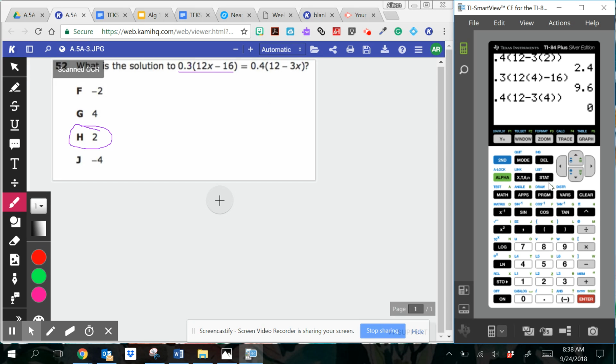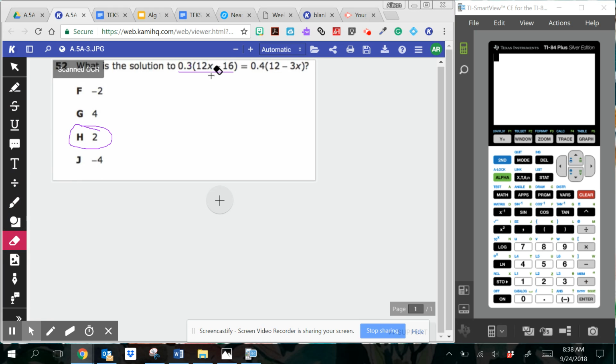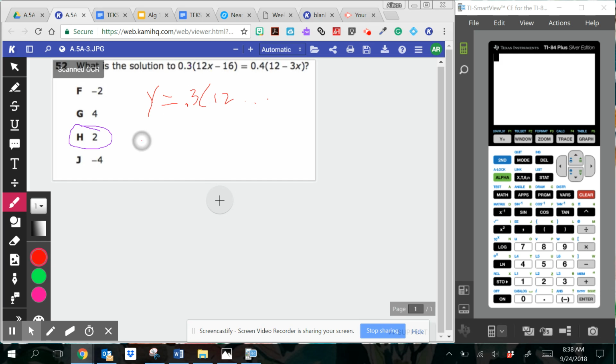So 4 is not the solution to this equation. All right, guys, the last way that I want to show you is one that's a little less traditional, but something that you've learned in algebra: solving linear systems of equations. Now, what we could do, if we're feeling brave, is treat these expressions like equations. We could say that y is equal to 0.3 times 12, that side, and y equals the 0.4 times 12 side. Let me show you what I mean.